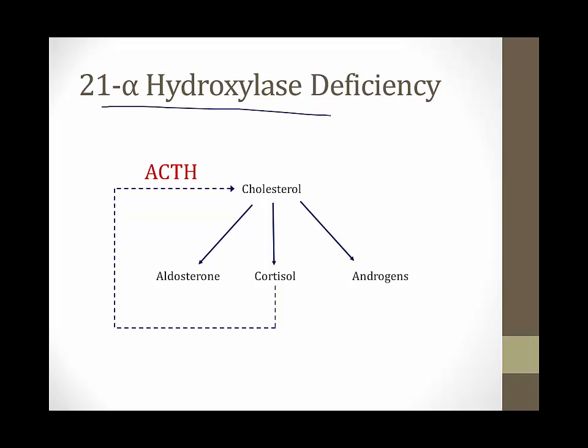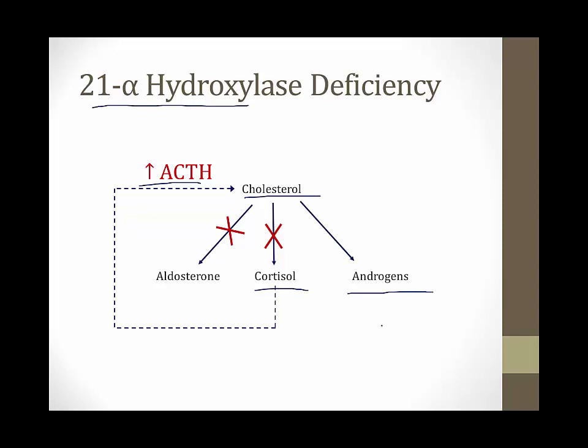This is the most common cause of congenital adrenal hyperplasia. In this disorder, cortisol cannot be synthesized because 21-alpha hydroxylase, the enzyme, is deficient. In addition, these babies cannot make aldosterone, because you also need 21-alpha hydroxylase to make aldosterone. As a result of the low cortisol, the ACTH levels go up, and that causes adrenal hyperplasia. That drives lots of cholesterol into androgens, because that's the only thing the cholesterol can be used to synthesize without 21-alpha hydroxylase functioning normally. So these babies have deficient aldosterone symptoms, deficient cortisol symptoms, and excess androgen symptoms.